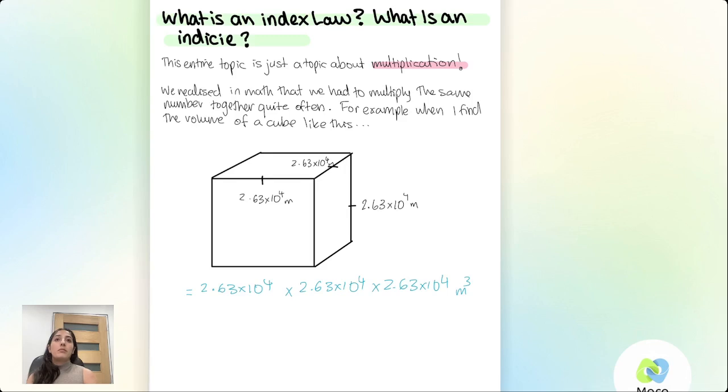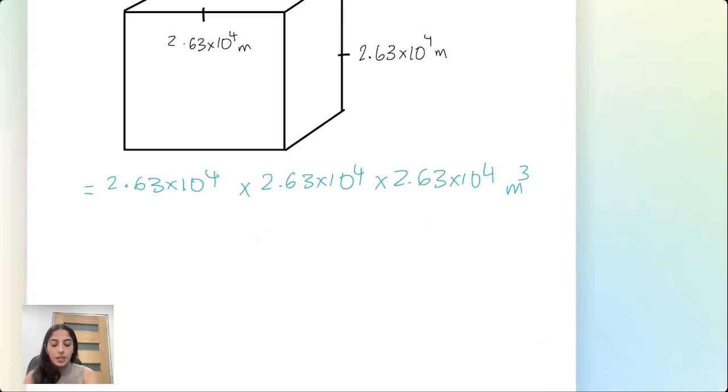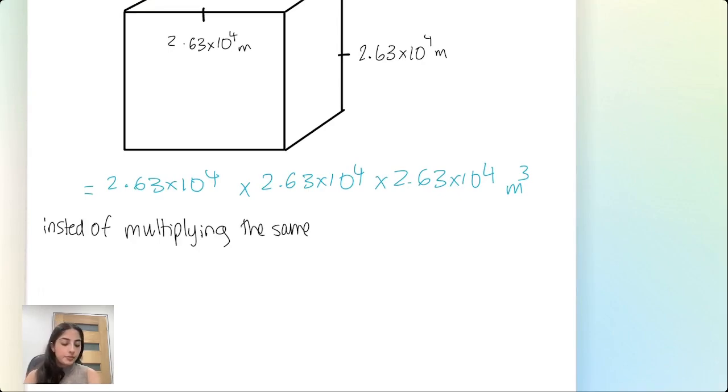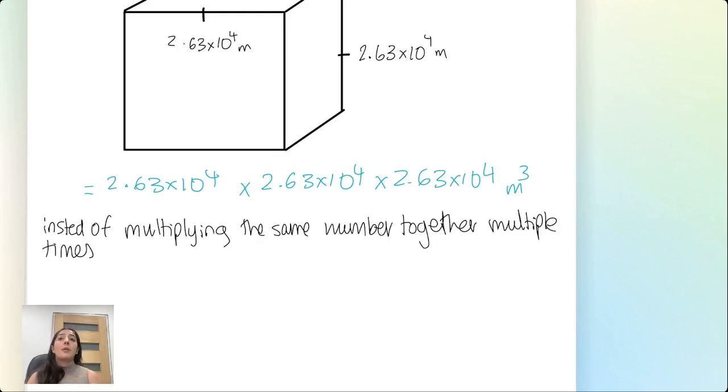So mathematicians at the end of the day said, okay, we need to multiply the same number together way too often. So screw it, let's just come up with a short way to write it down. Instead of multiplying the same number over and over, let's come up with a shorter way to do it, because we can't be bothered doing this. So they came up with a notation. So instead of multiplying the same number together multiple times, mathematicians came up with a shorter way to write something like that down.